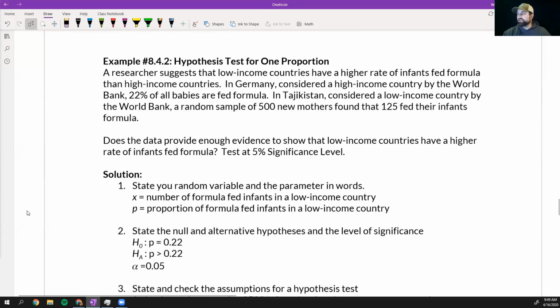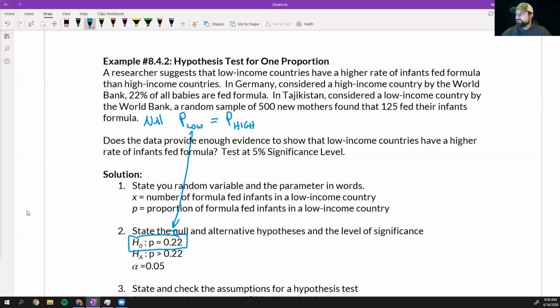I think we got one more example. This was infants being fed formula. High-income countries versus low-income countries. So you would say that the proportion of infants that are fed formula in low-income countries is equal to the proportion of high-income countries. This would be our null hypothesis, okay? That's this guy. And that happens to be, for the high income, 0.22.